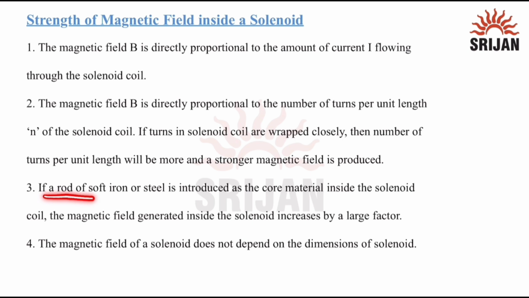Thirdly, if a rod of soft iron or steel is introduced as the core material inside the solenoid coil, the magnetic field generated inside the solenoid increases by a large factor. Please remember this as a fact. The fourth point is that the magnetic field of a solenoid does not depend on the dimensions of solenoid. So these two are exclusive points for solenoid. Please remember them accordingly.